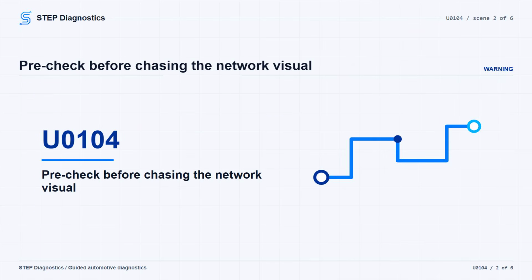Before going after the CAN wiring, make sure the multipurpose camera unit has its voltage supply and ground. A loss of voltage supply or ground at the transmitting control unit can store this kind of communication code, so do not skip that basic check and jump straight into wiring.